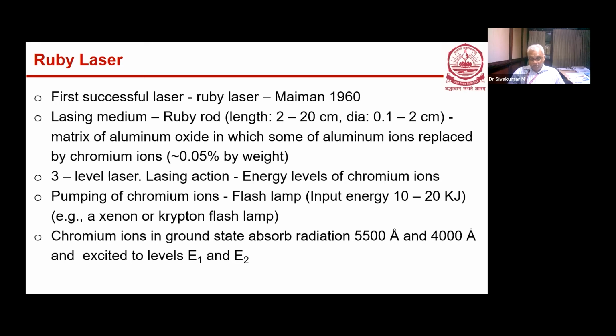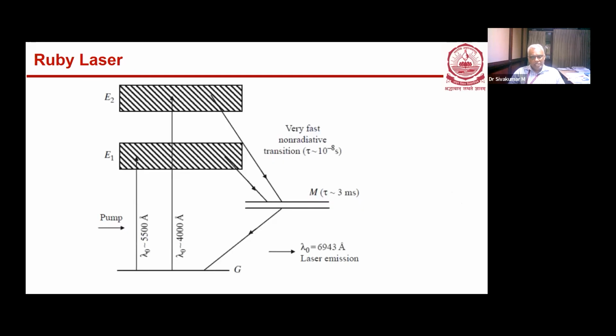So these are the wavelengths required to excite the atoms to levels E1 and E2. These are the simple energy level diagram for a ruby laser. It will be excited due to pump radiations, to E1 and E2. The atoms from E1 and E2 both will very fast come to the level M, this metastable level.